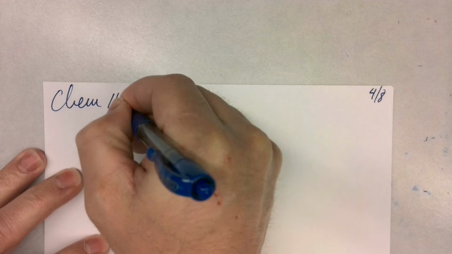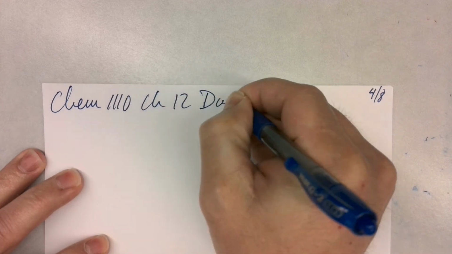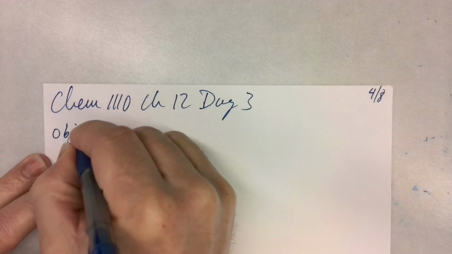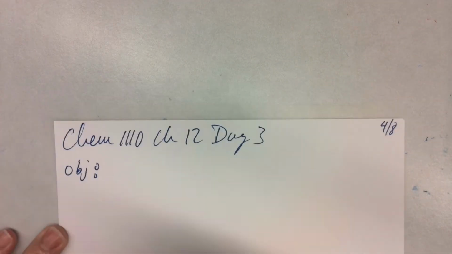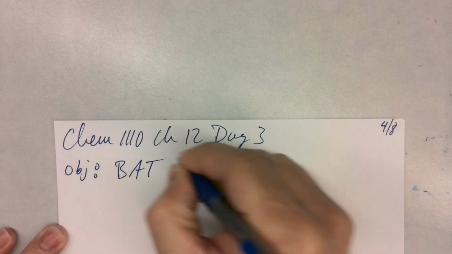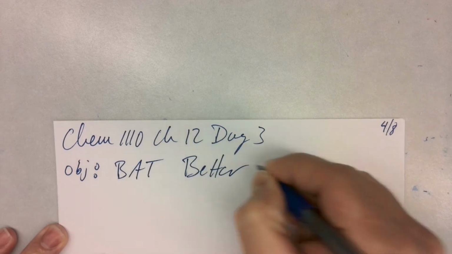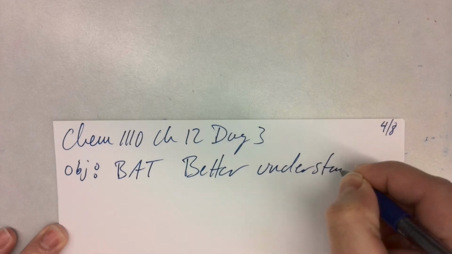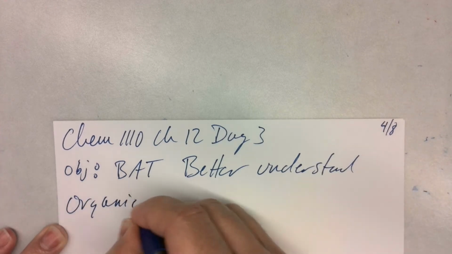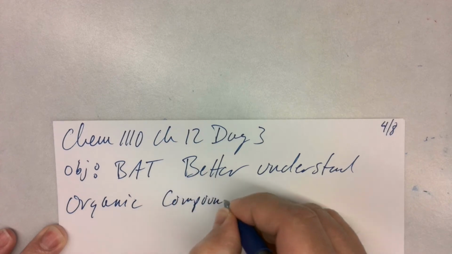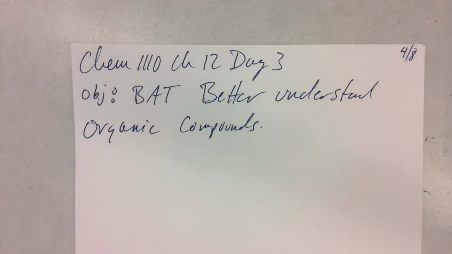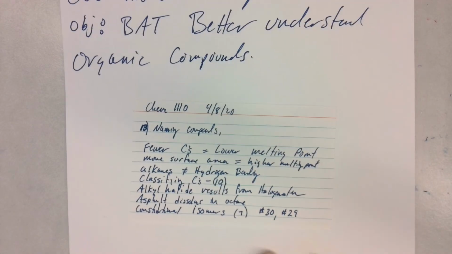Alright, so it is 4-8 today, and this is going to be Chem 11-10, Chapter 12, Day 3, and our objective is going to be to be able to better understand organic compounds.